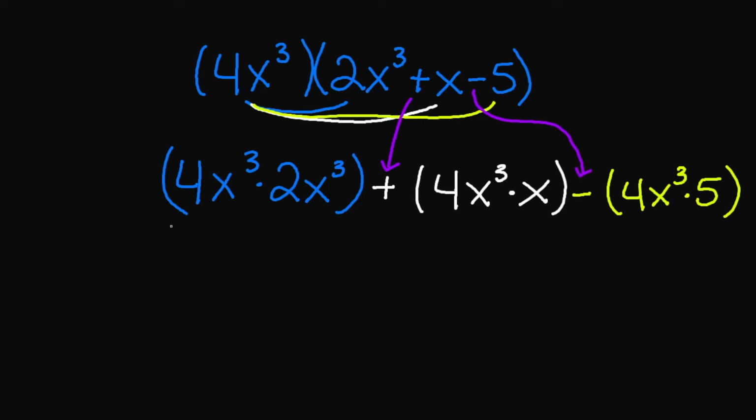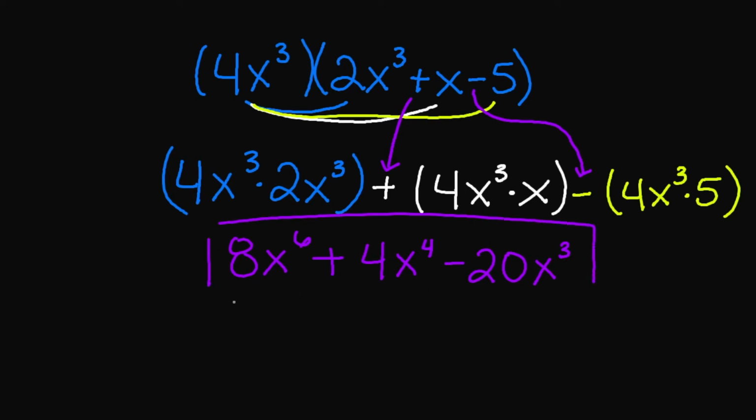All right, so now let's go ahead and multiply 4x cubed times 2x cubed. This is going to give us 8x to the 6 plus 4x cubed times x. This is going to give us 4x to the 4th minus 4x cubed times 5. This is going to give us 20x cubed. And this is your final answer.